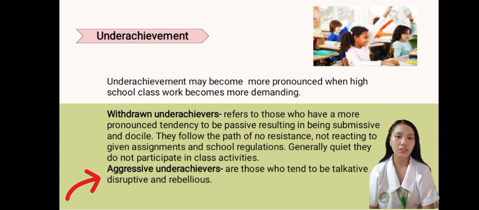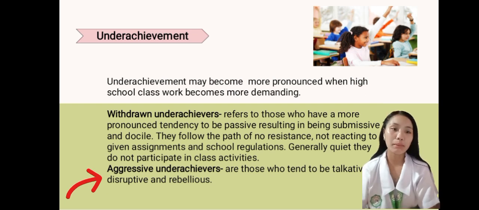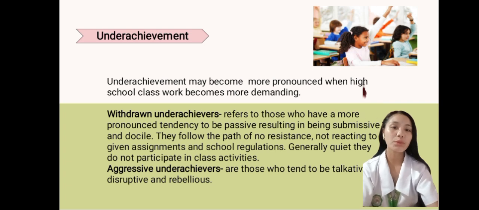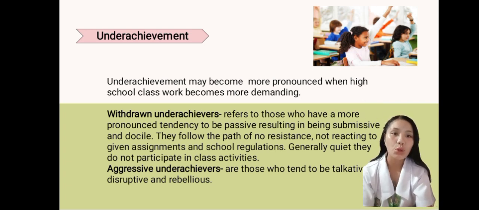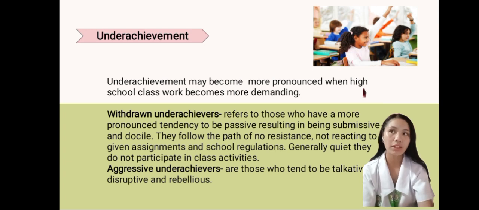Aggressive underachievers, on the other hand, might manifest disruptive behavior, speaking out frequently, challenging authority, or even causing disturbances in the classroom. Kanilang pag-uugali ay maaaring mula sa frustration, pangangailangan ng atensyon, o hindi interesado sa mga pangkaraniwang regulations sa klase. So sila yung mga adolescent na under sa aggressive underachievers. So the difference between the two: first, withdrawn underachievers, sila yung tinatawag nating introvert persons. And the aggressive underachievers, sila yung mga adolescents na extrovert.